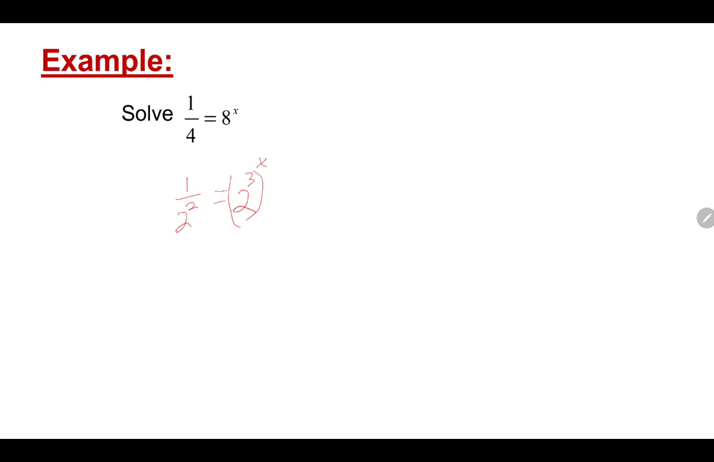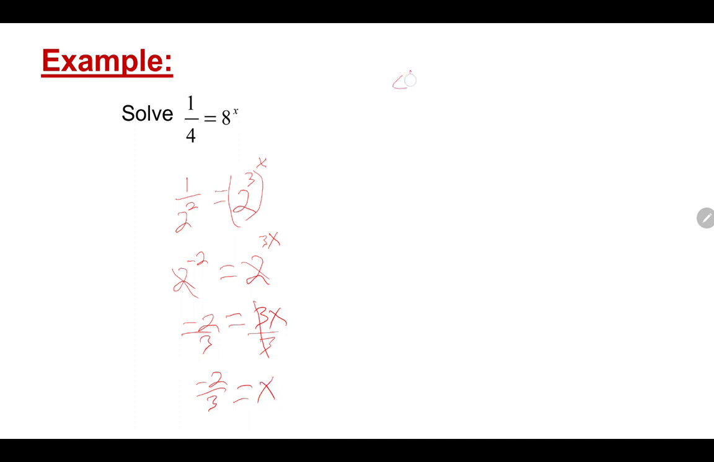Let's do the left side first. That could be written as 2 to the negative 2 power. And over here, power raised to a power is multiplication, so this is really 2 to the power of 3x. Now that the bases are the same, they filter off, and I'm left with negative 2 is equal to 3x. Divide by 3, divide by 3, and that filters off, so negative 2/3 is equal to x. And again, that's what I have as the answer.